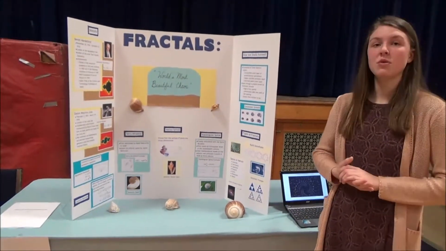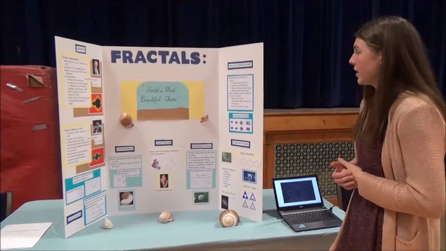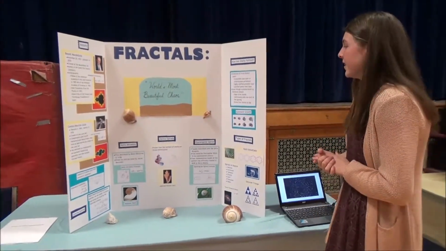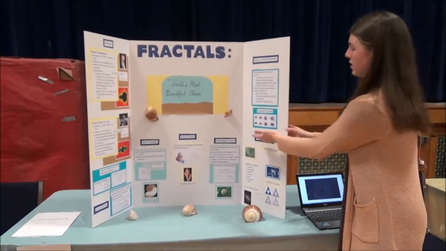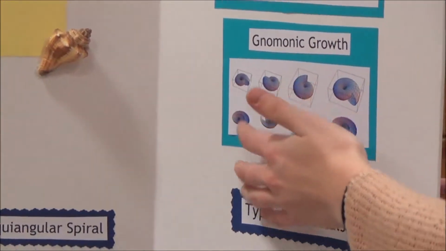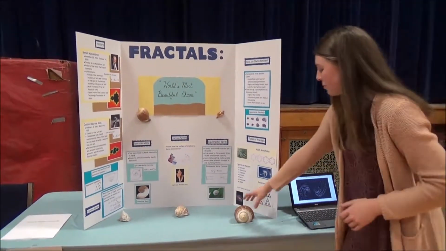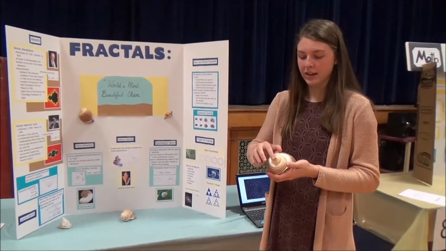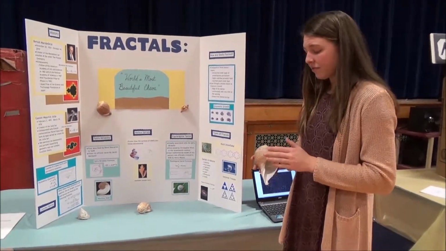Shells go through a process known as mnemonic growth, in which they grow at a constant factor. They start at the edge of the mantle and continuously add new shell to its opening, and they grow from bottom to top. This process can be shown in this diagram here, where it will start out in its simple shape and continuously add new shell from its opening, therefore representing mnemonic growth. This can be shown in this shell here, where again it starts out in its small form and continuously added new shell and grew at a constant factor and formed this spiral.